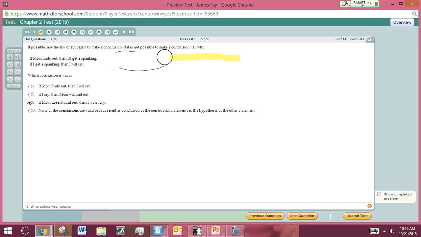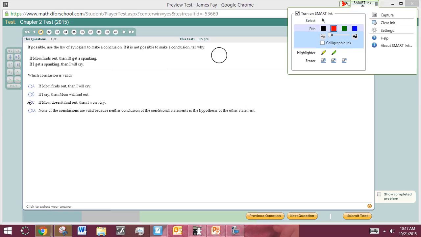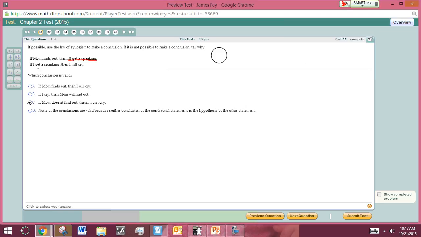Okay, this is the law of syllogism. The law of syllogism is saying that we're going to match up a hypothesis with a conclusion, and if those match up, we can write a third conditional statement. So let's walk through it. If mom finds out, then I'll get a spanking. If I get a spanking, then I will cry. We notice that that conclusion matches that hypothesis. So what we can do when they do match like that is we can write that phrase as our new if-then statement. So if mom finds out, then I will cry. Option A should be my answer there.